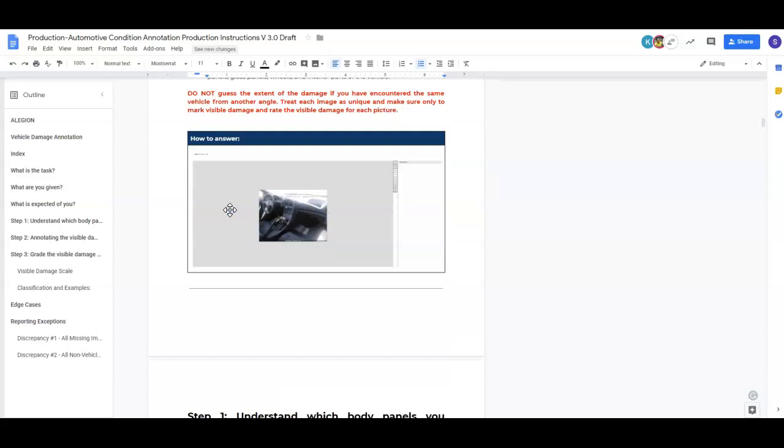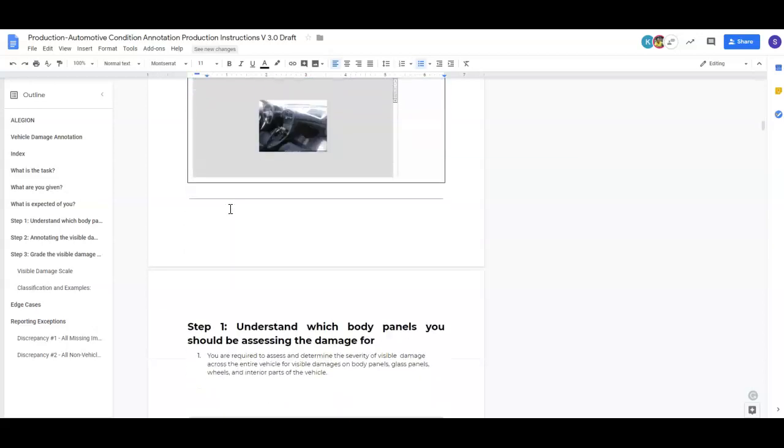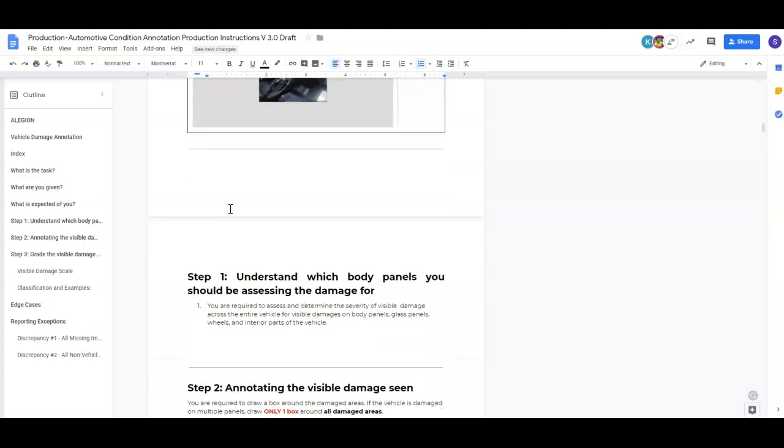Okay, there were a lot of confusions about interior, exterior, and also the different angles. Everything we will clarify in this training video. Okay, now step one, understanding the body panels. As usual, before we start, you need to understand all the body panels.